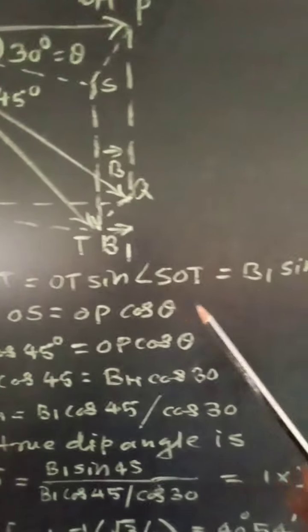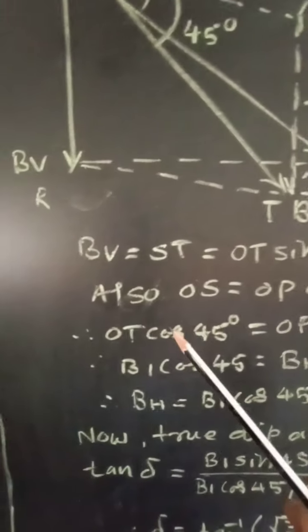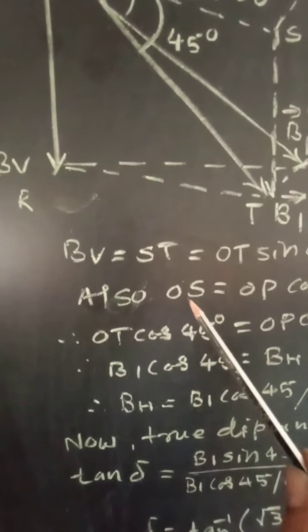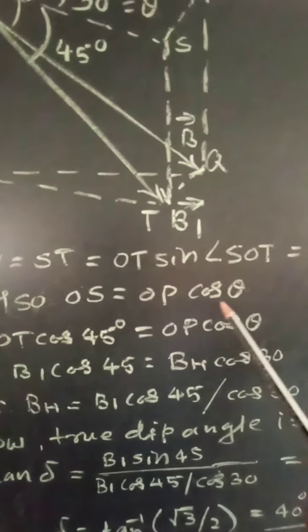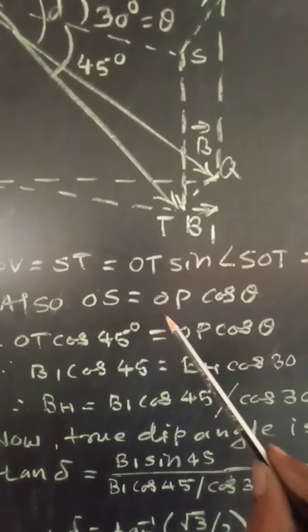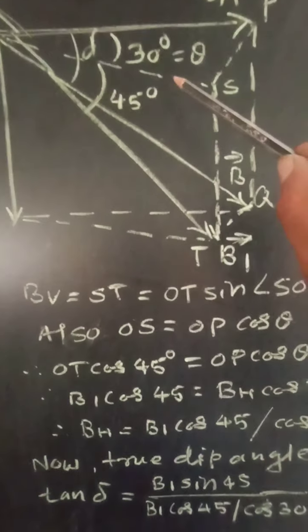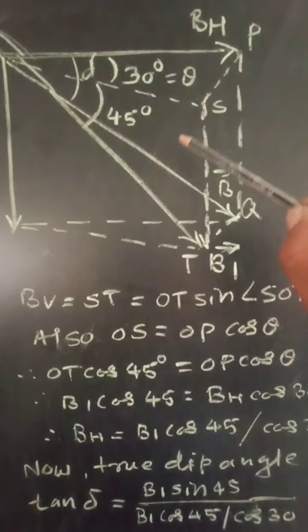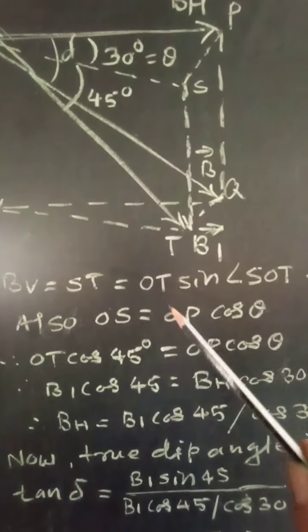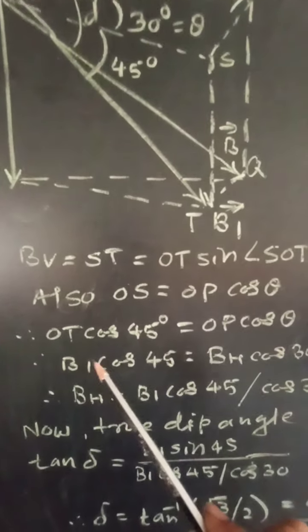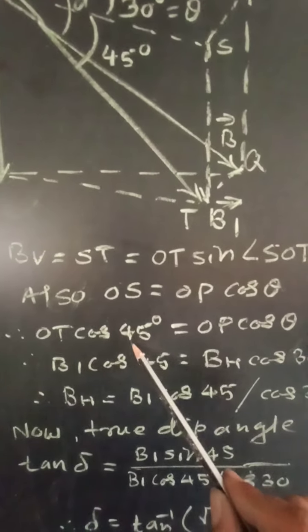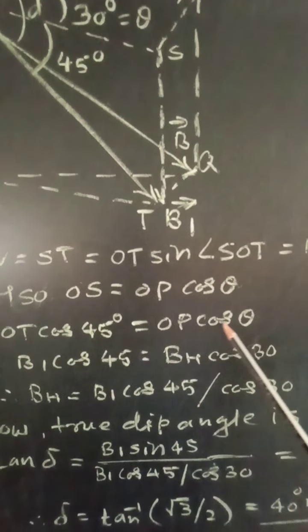is equal to 45 degree, and therefore we can also write OS is equal to OP cos theta. So OS is equal to OP cos theta, and therefore we can say that OT cos 45 is equal to OP cos theta.